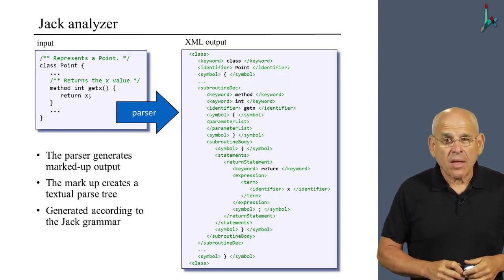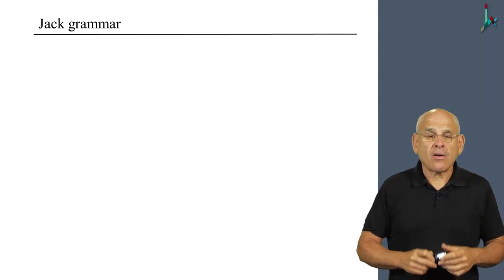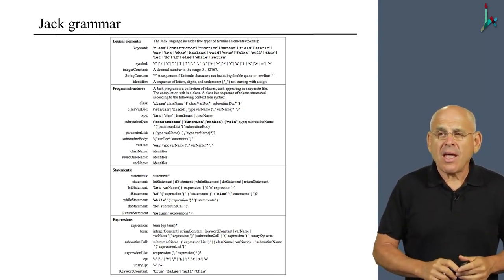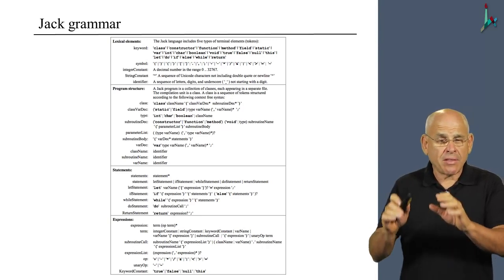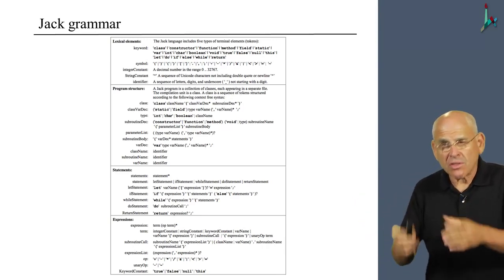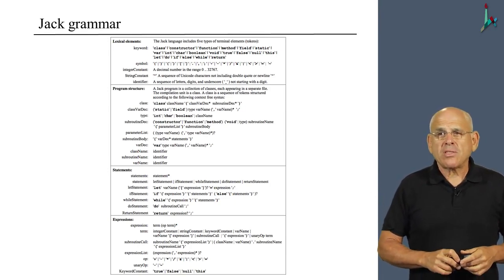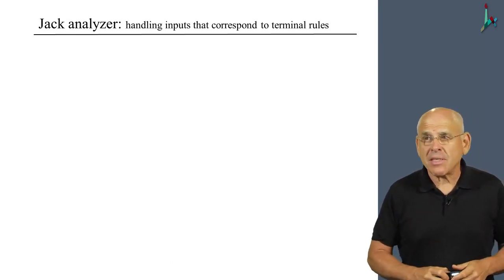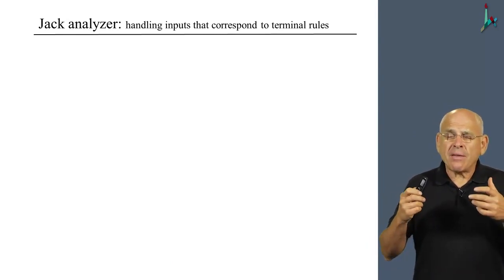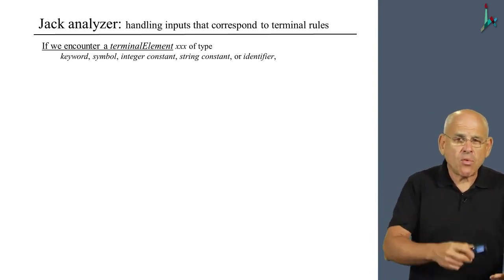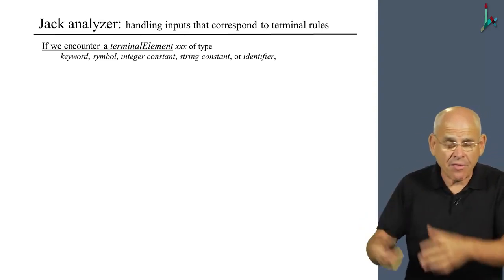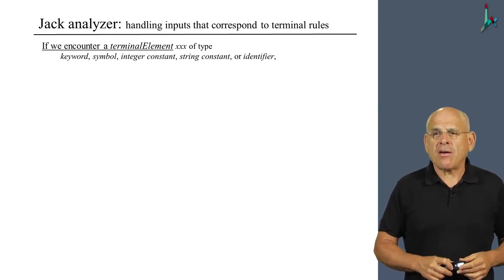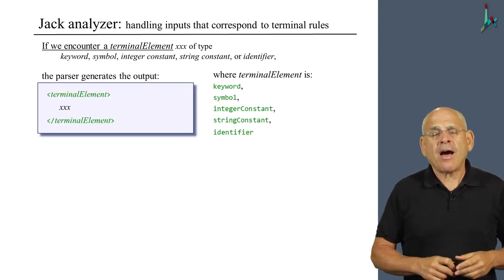So what I'd like to do next is go through the Jack grammar, and I'm not going to do it in detail. I will actually do it in broad terms, and show you how the parser should handle inputs that are structured according to this grammar. So first of all, how should we handle inputs that correspond to the grammar's terminal rules? Well, if we have to process an input, which is either a keyword, a symbol, an integer constant, a string constant, or an identifier, which is according to our grammar, considered a terminal element of the input, then we generate output that looks like this.